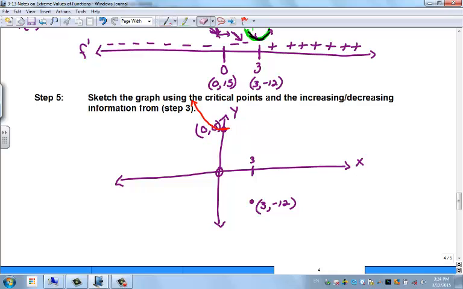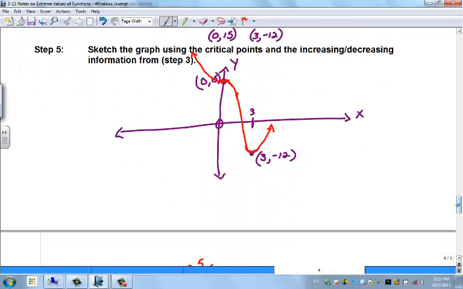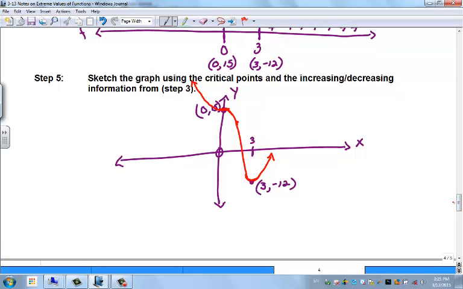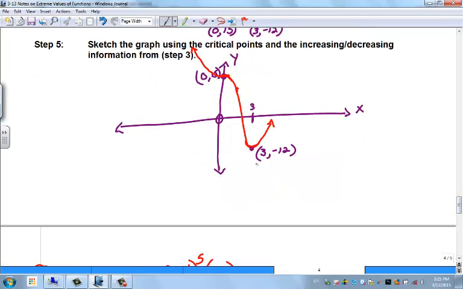I still don't like exactly what my graph is doing, so I'm going to make it a little bit better. And then when I get down to 3, I have to have a bottom there. All right, so put that in. Connect the dots. You've got a plateau, and you have a bottom. And that's it. You've got your graph. So as long as you get the basic shape of your curve, you're all set. So 0, 15 is a plateau. 3, negative 12 is a minimum.